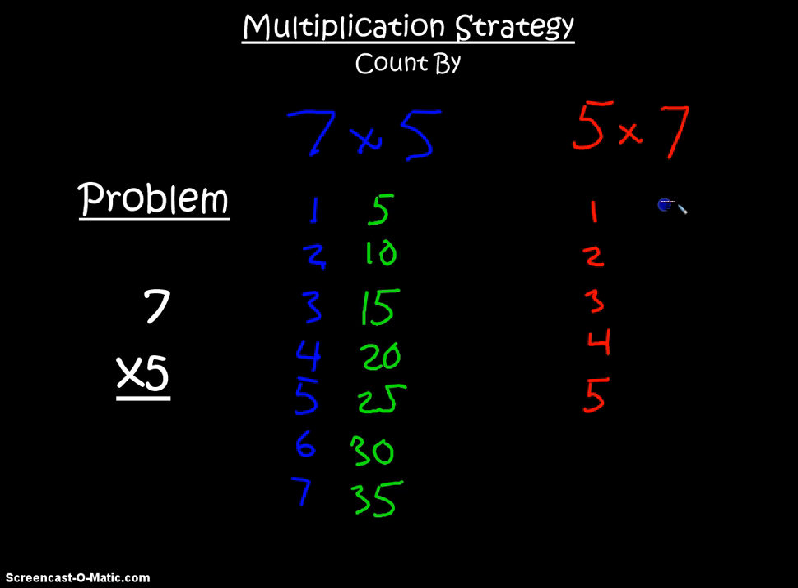So I start with 7, 14, 21, 28, 35. Either way, I get to my answer of 35. It's up to you. Is it easier for you to count by 7s or to count by 5s?